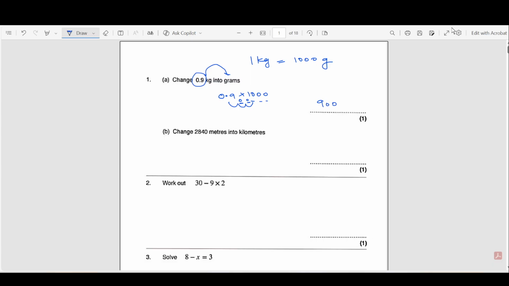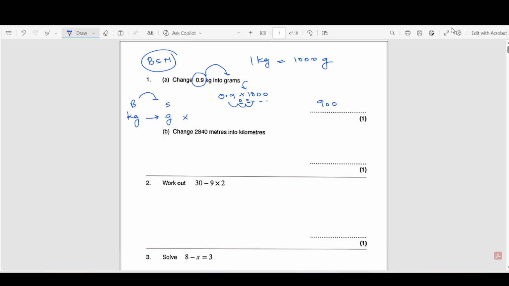You can remember these rules. BSM. BSM means bigger to smaller multiplication. Like kilogram, here we are converting kilogram into grams. Kilogram is bigger and gram is smaller. So when we are converting a bigger unit into smaller, we multiply. That's why we multiplied here with 1000, not divided.